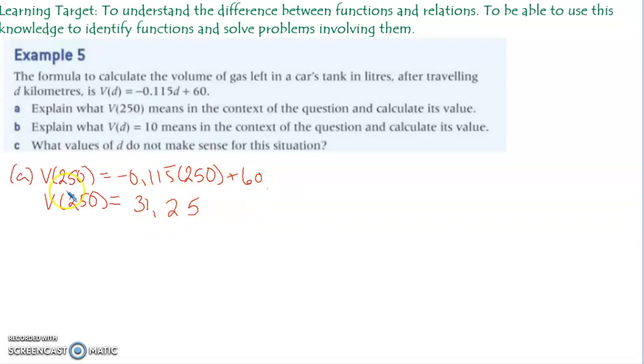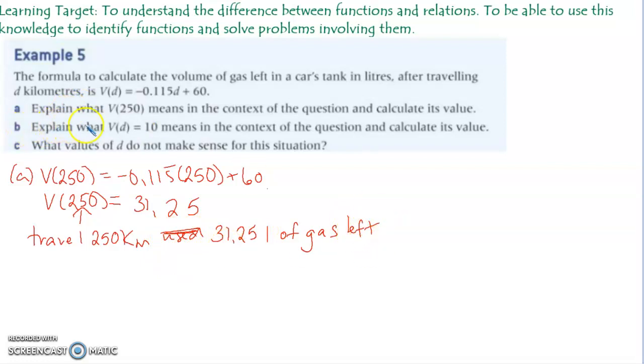Okay, so this represents, the D is the distance. So this person has traveled 250 kilometers. Okay, and has used 31.25 liters of gas. Oh, actually, sorry, this is not used. This is what's left.